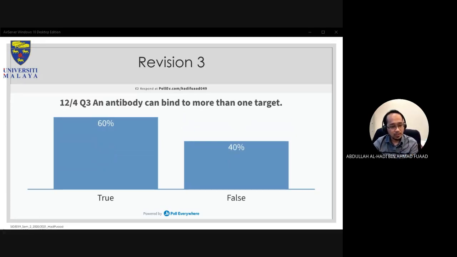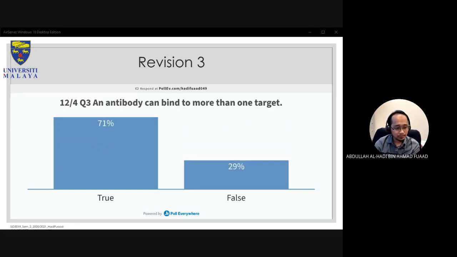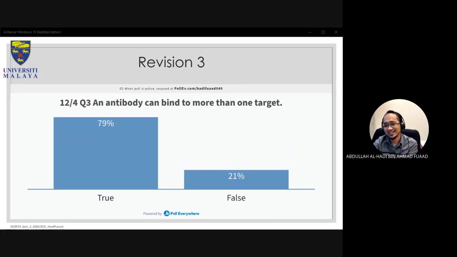So far, 11, 12, 13, 14, 16, 17, 18, and 19. Okay. So the answer is false. True or false? Okay. 97% of you got it right. So an antibody can bind to more than one target.